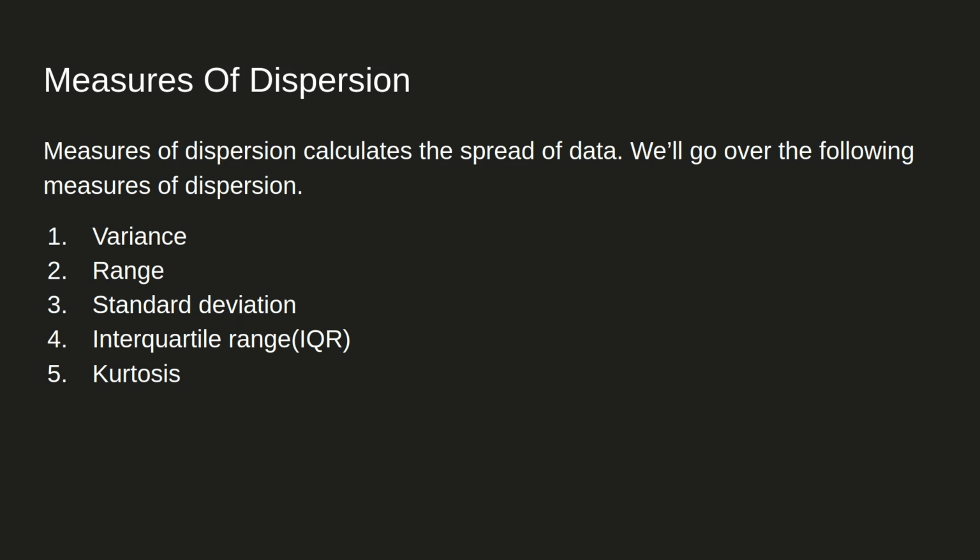Okay, so we have the measures of dispersion. There are a couple of them. We have the variance, the range, the standard deviation, the interquartile range, which is the IQR, and then we also have the kurtosis. So let's begin by defining what each of those are.